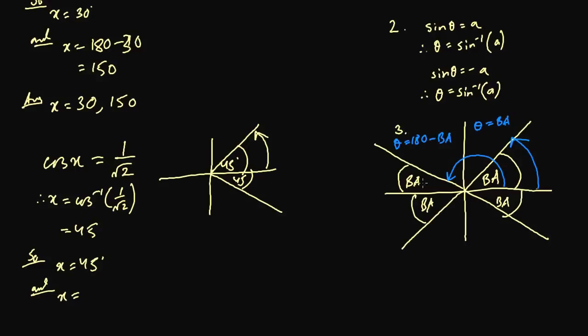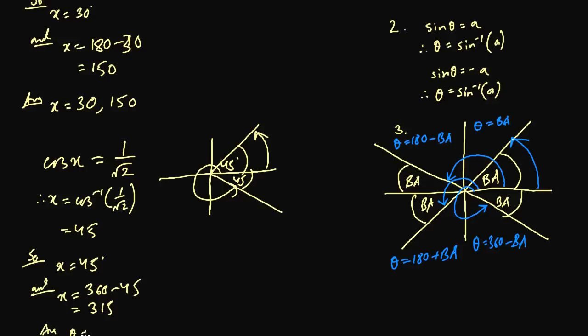So what about the other two quadrants? If you have an angle in the third quadrant, then the angle would be 180 degrees plus the basic angle. If you have an angle in the fourth quadrant, the angle would be 360 degrees minus the basic angle. So these are the rules for finding the angle. Remember that in the fourth quadrant, it is 360 degrees minus the basic angle. That means this angle would be 360 degrees minus 45, which is 315 degrees. And that's the answer. So the answer would be x equals 45 degrees, x equals 315 degrees.